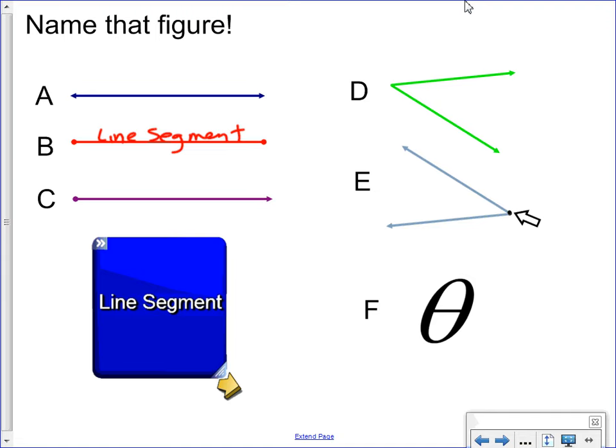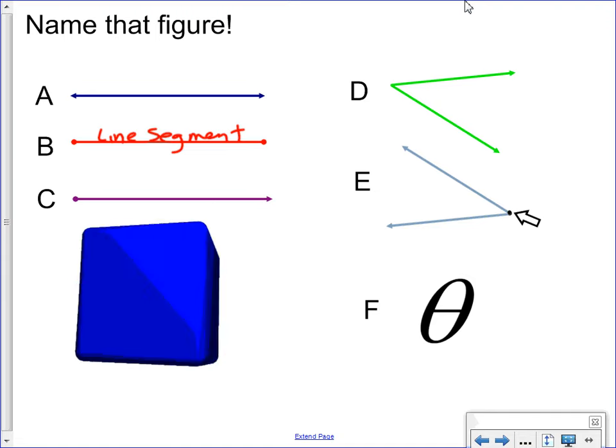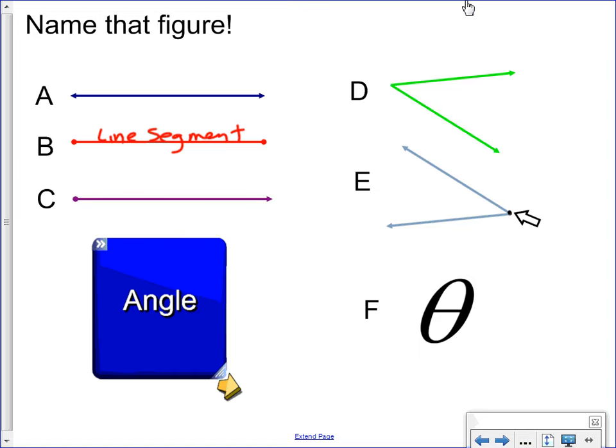Okay. All right. Here we go. Which one is the angle? D. It's definitely D, right here. This right here is an angle, right? It's made up of two very specific shapes.